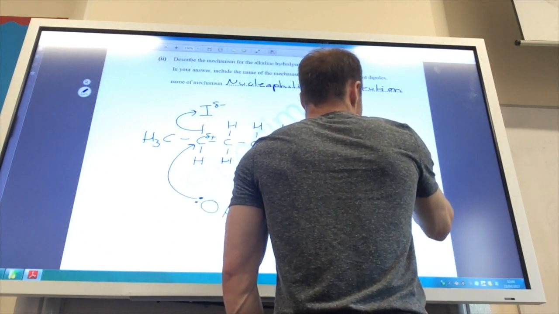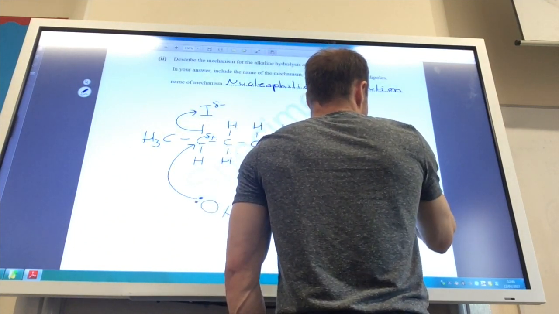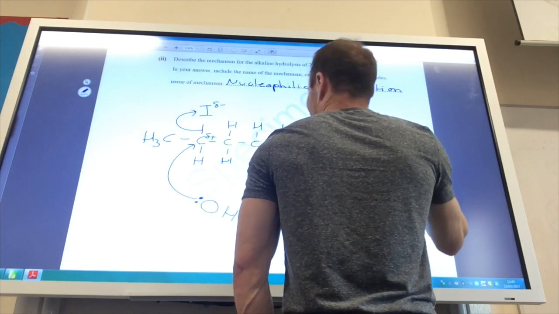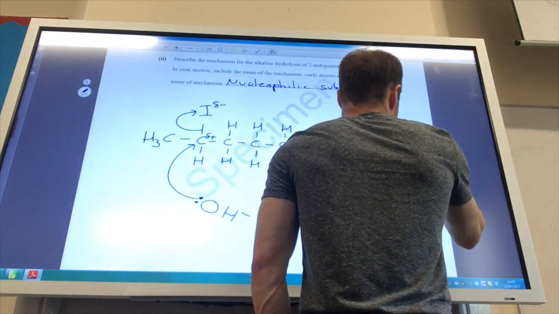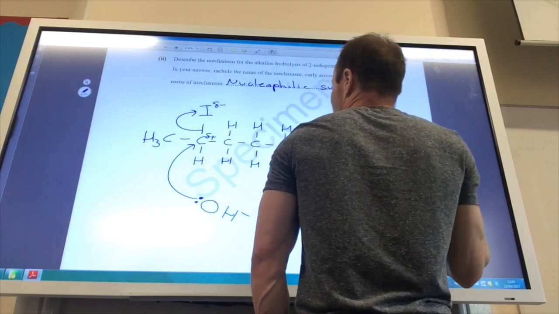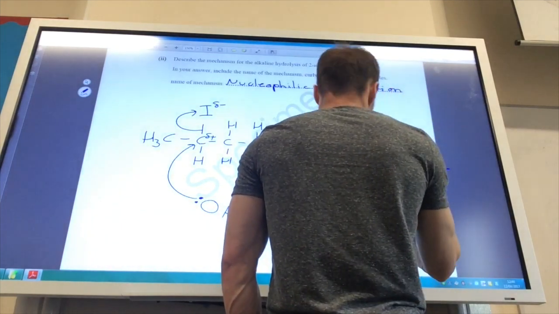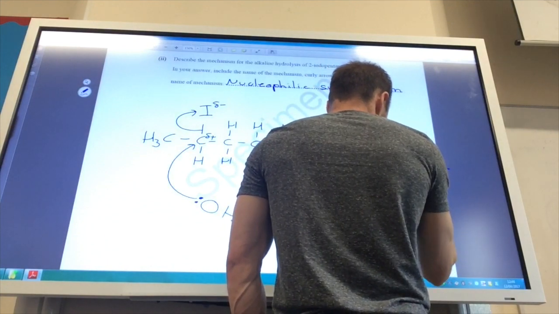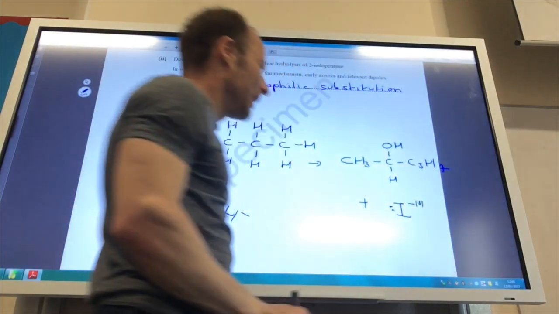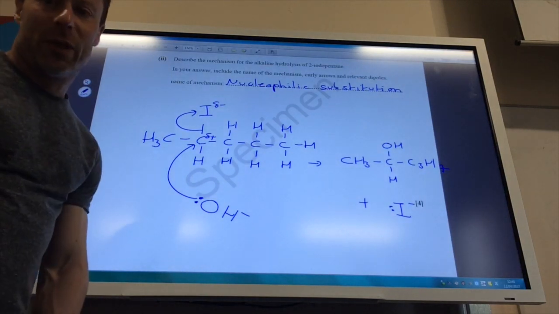CH3CH(OH)CH3, and then coming off here is going to be I minus, like so. And it's a good idea to just put the lone pair on the I minus as well.